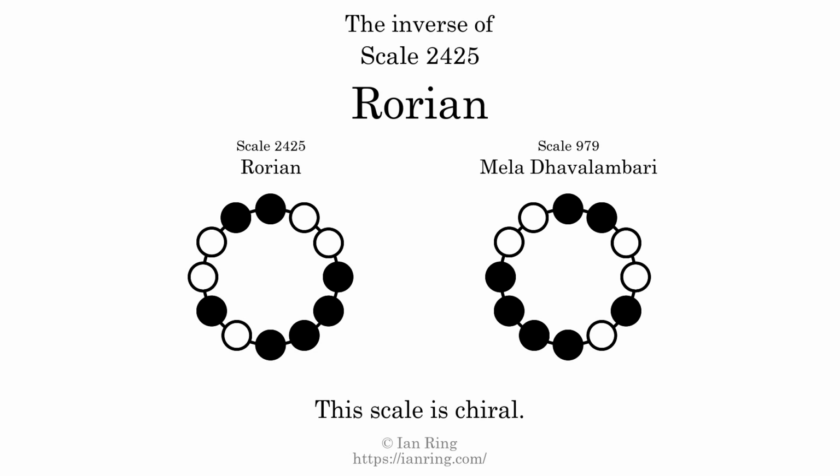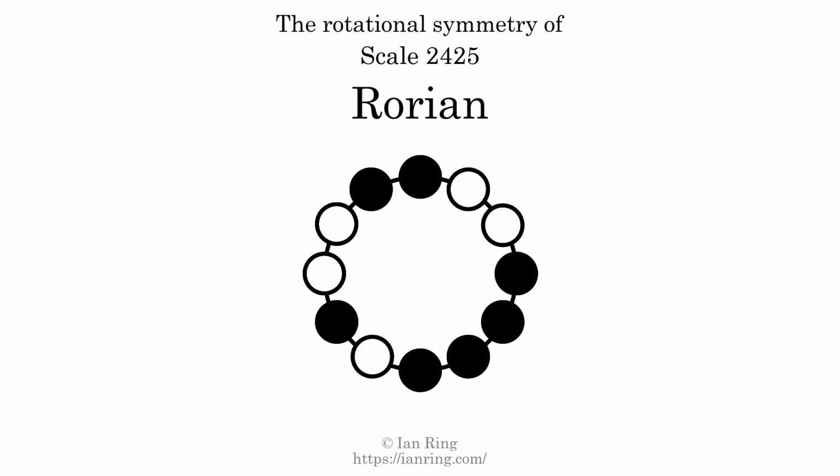The inverse of a scale is a mirror image. It is what you get when the sequence of intervals is reversed. The inverse of this scale is scale 979, also known as Miller-David-Lambert. This scale is chiral. It cannot transform into its inverse by rotational transformation. This scale has no rotational symmetry.